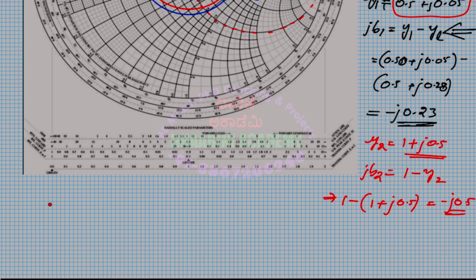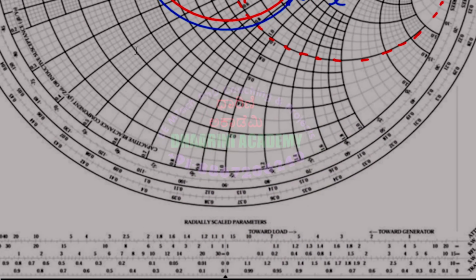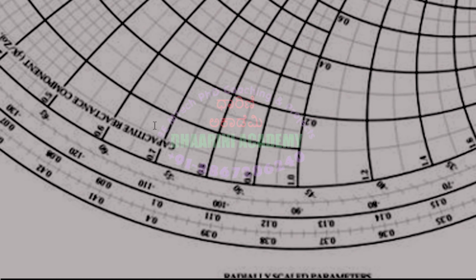So we got two susceptances. The b1 value is equal to minus 0.23, right? And the b2 value is equal to minus 0.5. Is it fine? Okay, so since both are negative, I have to mark them in the lower half of the Smith chart, correct? So let's look for those points. It's an innermost circle which you are supposed to consider, correct?